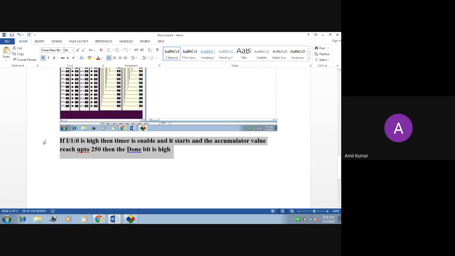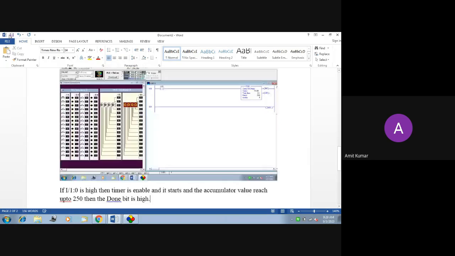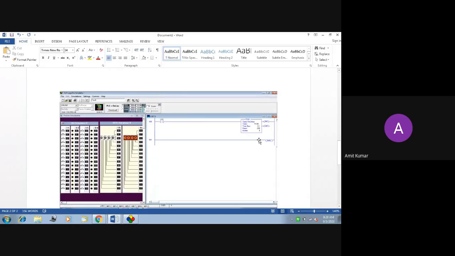So it is going to perform this expression. First, if you press I1:0, then the timer will be enabled and it starts, and when the accumulator value reaches 250, the done bit is high. Before that, the TT bit is high. So you need to explain the operation of this line.